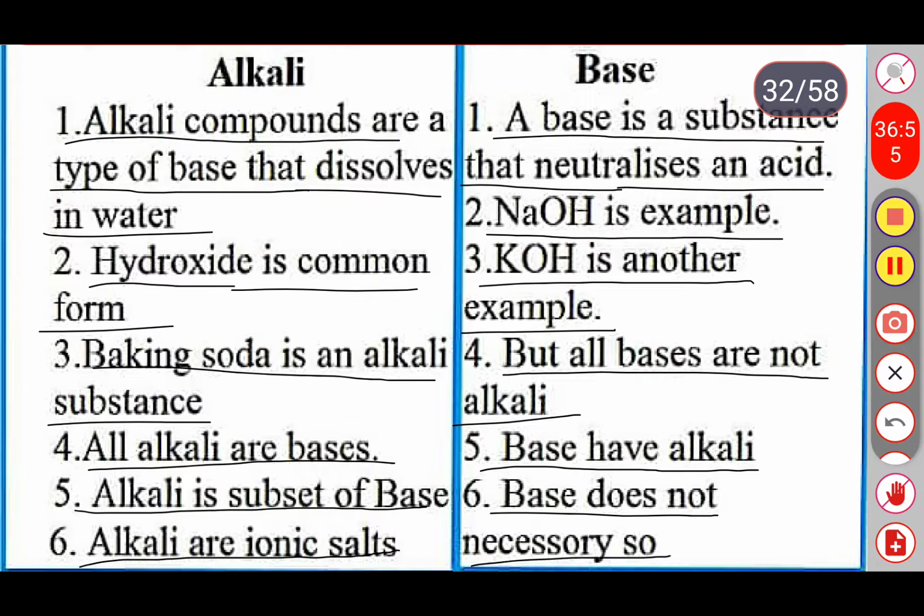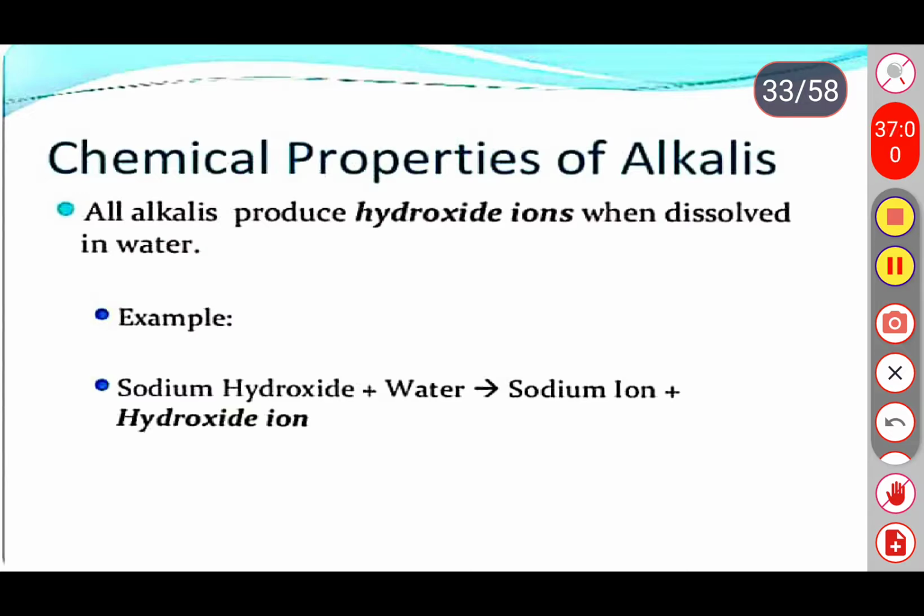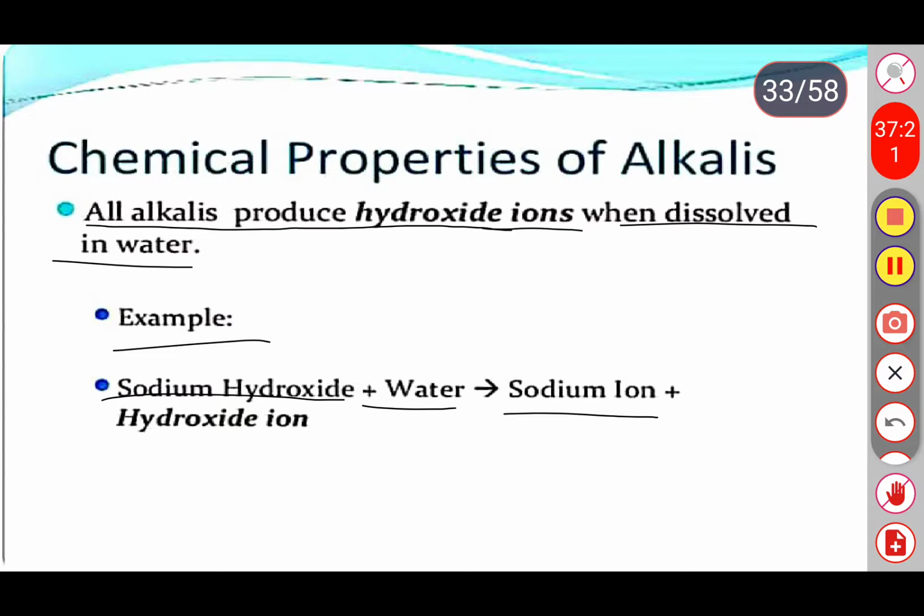All the alkalis produce hydroxide ions when they dissolve in water. For example, sodium hydroxide, when it dissolves in water, produces a sodium ion and a hydroxide ion. So this is the reaction: NaOH, sodium hydroxide, plus water. When it dissolves in water, it produces the sodium ion and hydroxide ion.